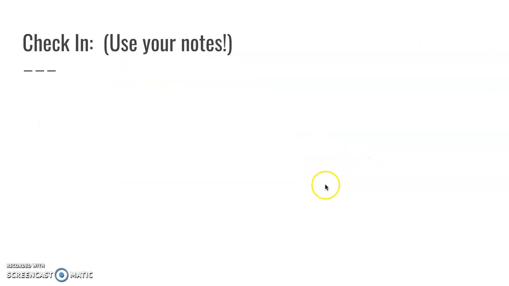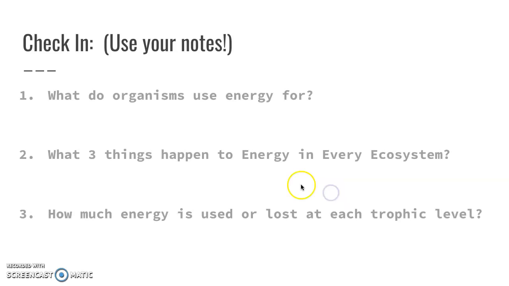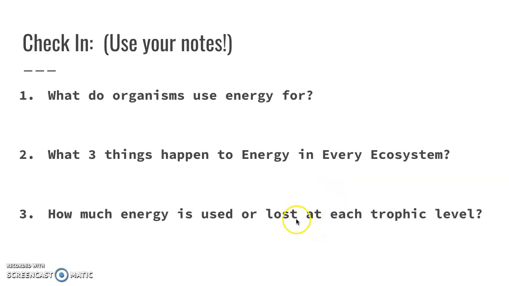So we can check in, and this is where you can use your notes. 3 questions. What do organisms use energy for? What 3 things happen to energy in every ecosystem? How much energy is used or lost at each trophic level?